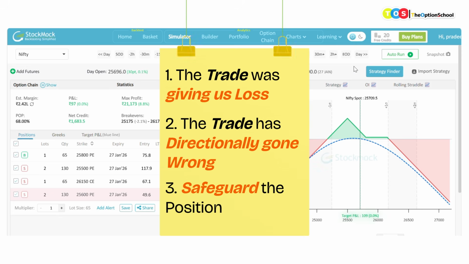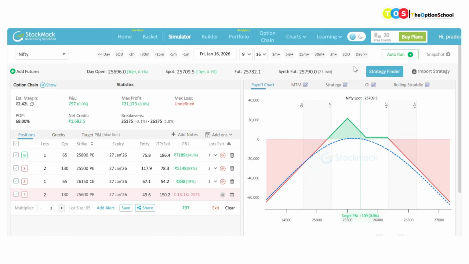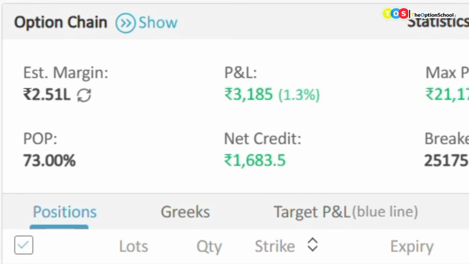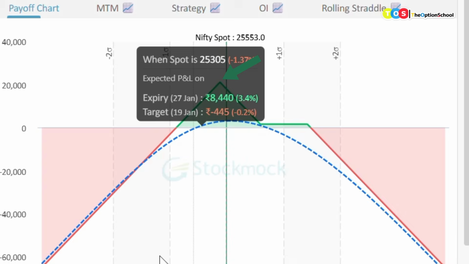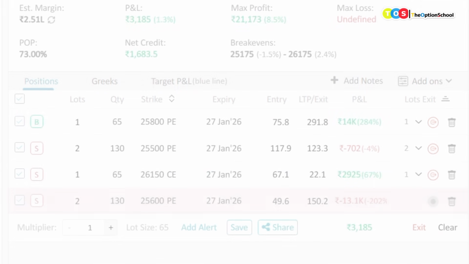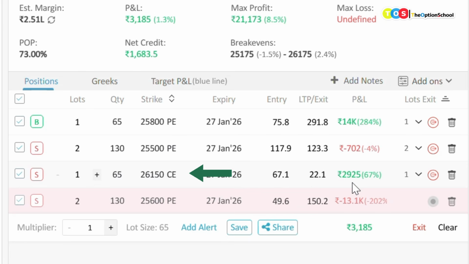So how to safeguard your position? This is stage number 1. Let us see. We still have a lot of days in the month, how it pans out. Next day. Next day, if you see, it is giving me 3185 rupees, which is a decent profit on this margin, 1.3%. And it is again trying to touch the peak of ratio spread. My sold call is giving me decent profit. My sold put and purchased put is also now giving me good profit.